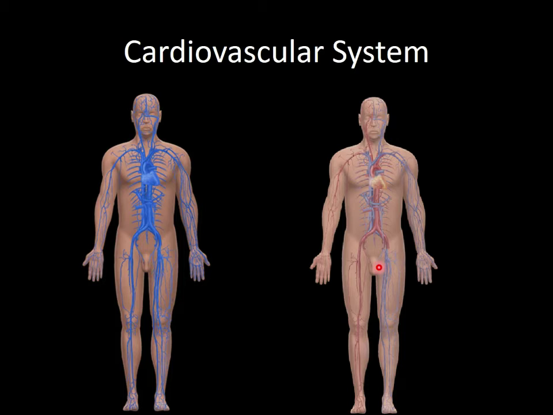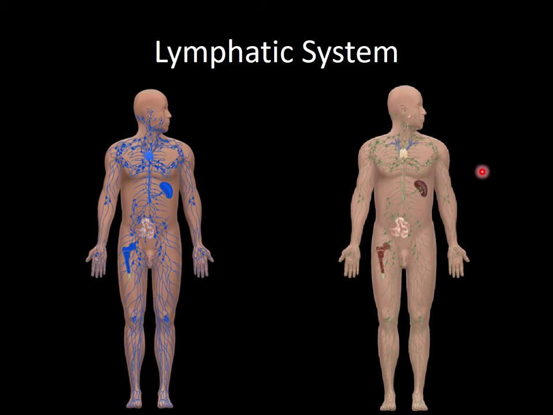And then we have the cardiovascular system. As we can see, cardio is the heart, vascular are the blood vessels. So the heart taken together with all the blood vessels forms the cardiovascular system. This is where all the nutrients and oxygen are transported between organs all throughout the body. So it's also called the circulatory system.